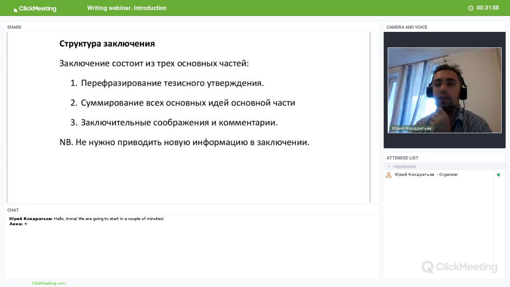So the structure of a conclusion consists of 3 main parts. It's paraphrasing the thesis statement, then a summary of all the main parts of your essay, and some final ideas and final commentaries. It's not necessary. You don't have to give any new information in the conclusion. Just paraphrase and sum up what you said before.